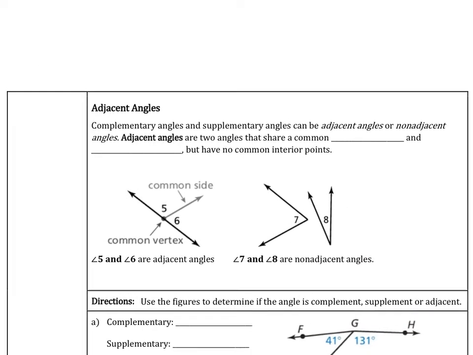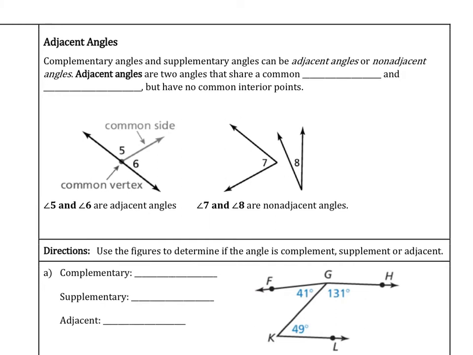Adjacent angles is our next type of angle. Adjacent angles are connected. That's all that you really need to know. Now, a little more specific, they're connected at a vertex and a side. They share a vertex and a common side here. Okay? So adjacent angles are two angles that share a common side and a common vertex. They have the same vertex.